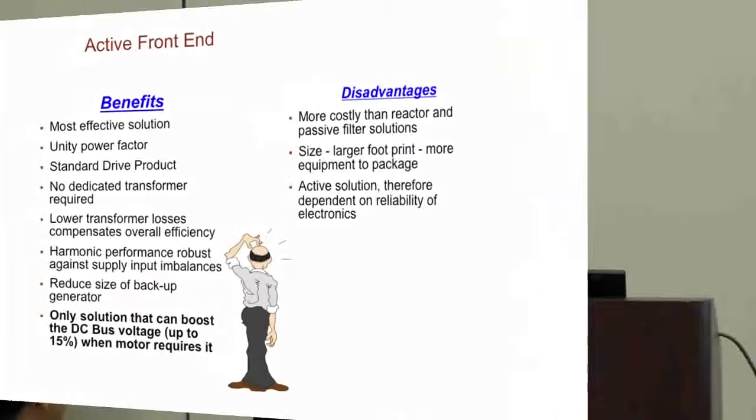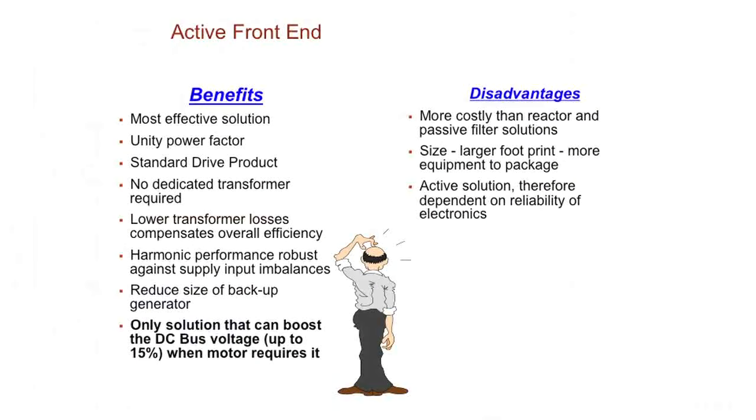Typically for VFDs, you need to size your generator about 2 times whatever your VFD load is. If you have an ultra-low harmonic drive, you can go about 1.5 times the size for generator power. You can reduce it because that generator doesn't need to supply that harmonic current anymore. We're conducting very clean power. It's more costly than a reactor or a passive sine filter.